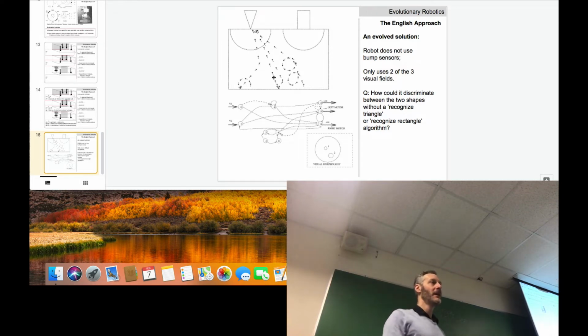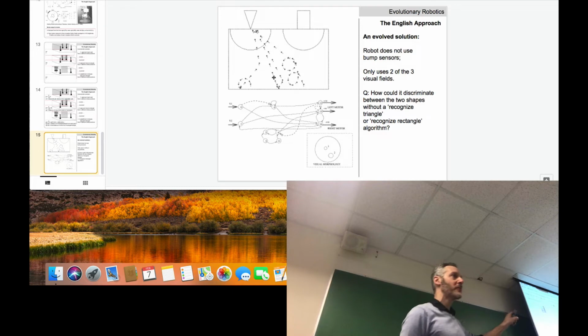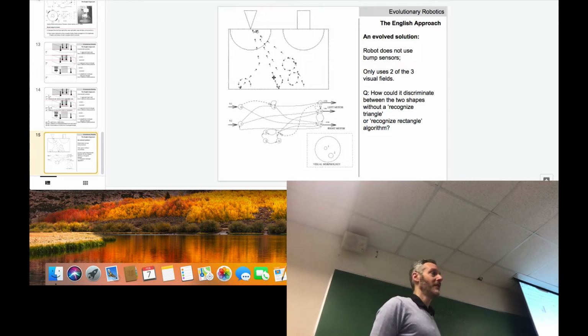Yes? The reason it doesn't use blocks, so it's doing nothing, there's no objects in the box yet. Yeah, I'm sorry. In this particular, they did multiple experiments with the gantry robot. This one that we're talking about today, they didn't use obstacles at all.